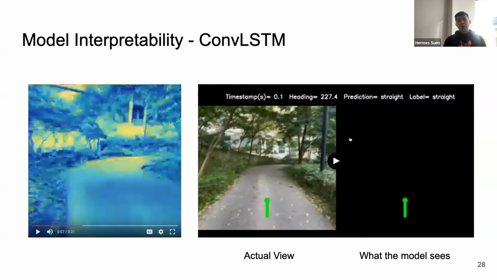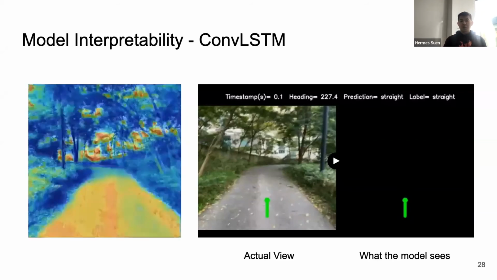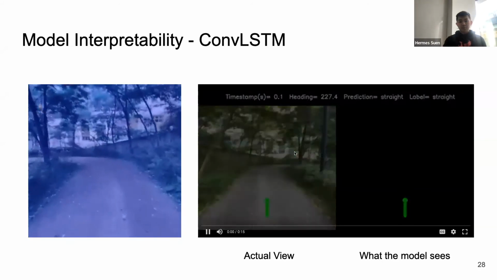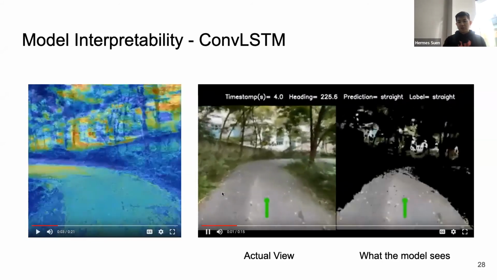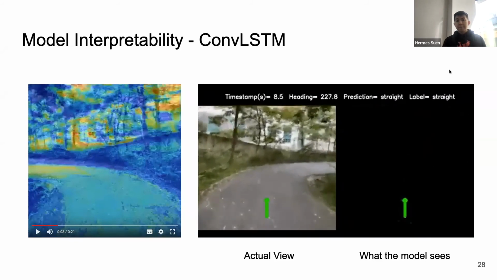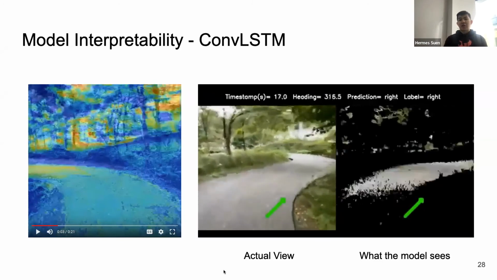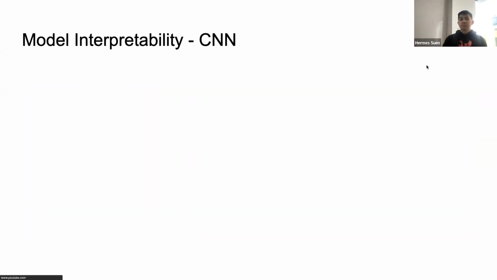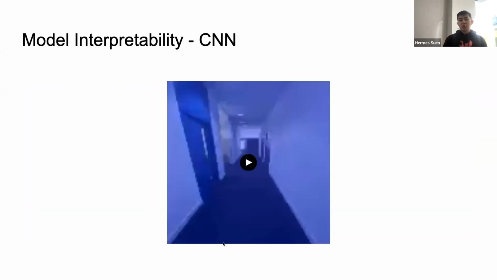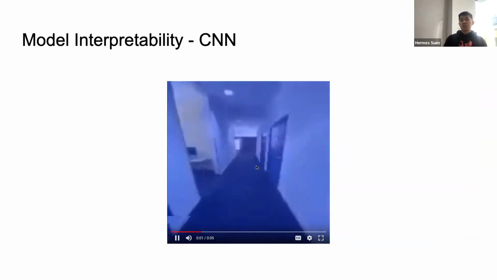For the video on the right, we actually prepared a demo video to explain to others how and why our model makes its prediction. As we can see, we included the saliency maps, the sensor data, and whatnot. For the CNN model, we did the same thing. And this is the stage video.